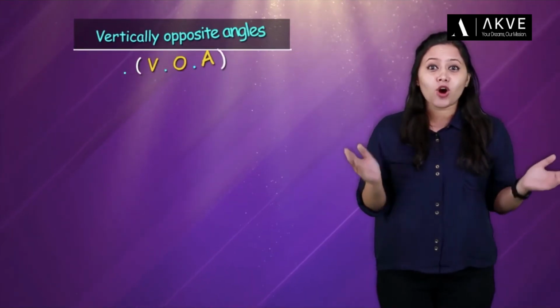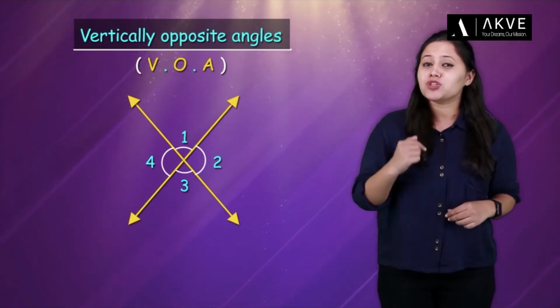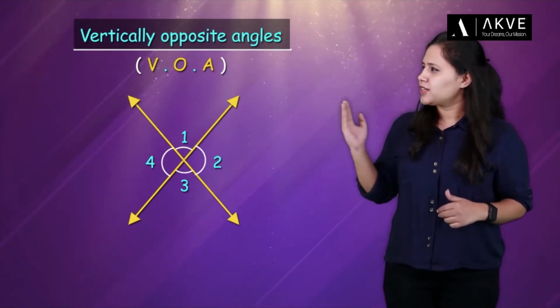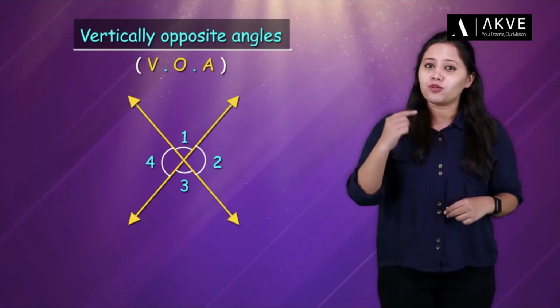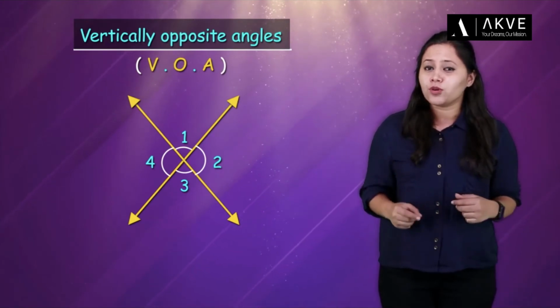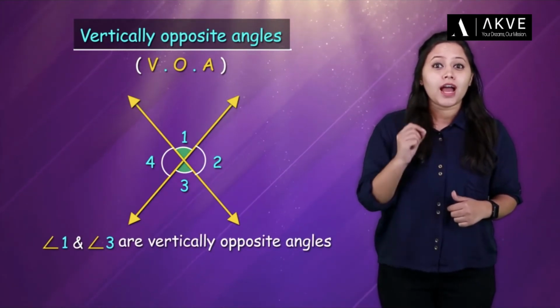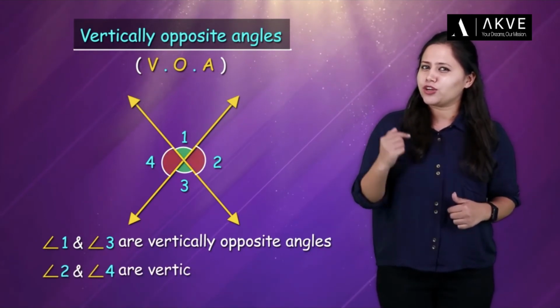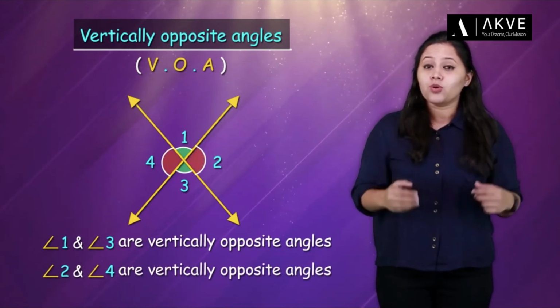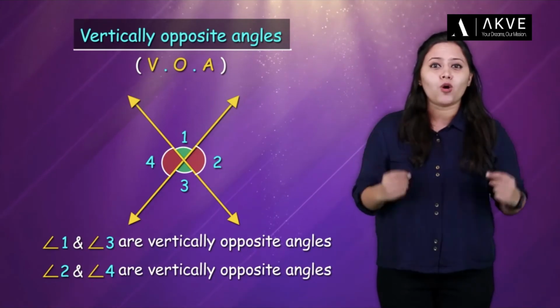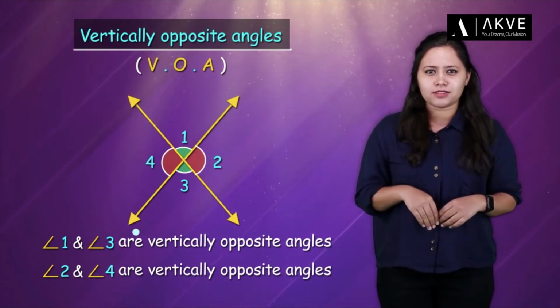There is one last pair we are discussing today, and that is a pair of vertically opposite angles. When two lines intersect at a point like this, they make 4 angles. Out of the 4, these two are vertically opposite to each other and these two are vertically opposite to each other. So, each of these pairs are called vertically opposite angles. So this was all for today.